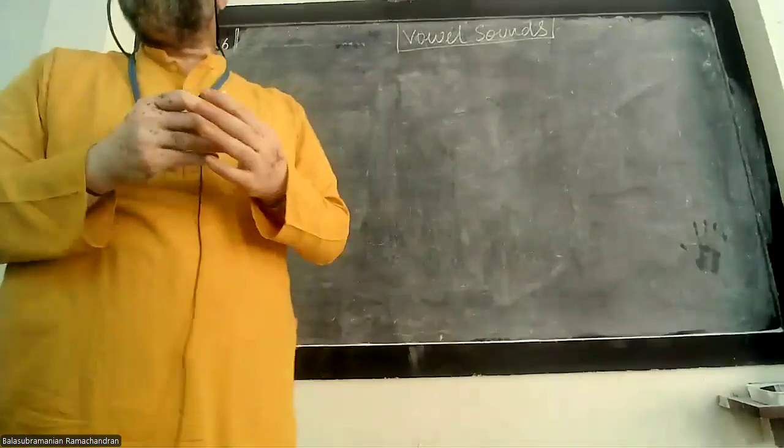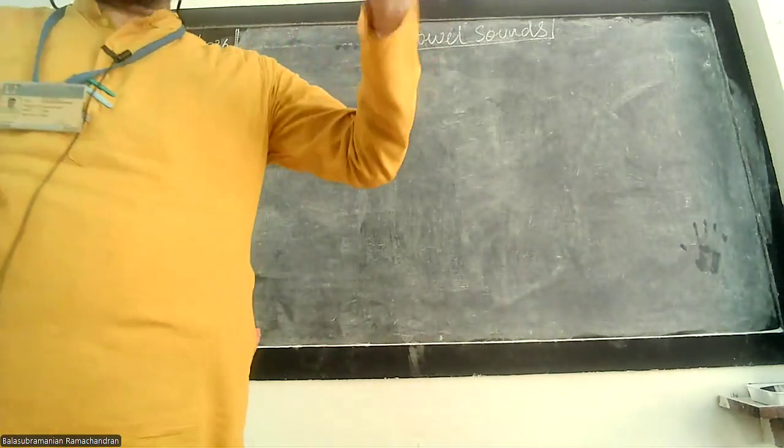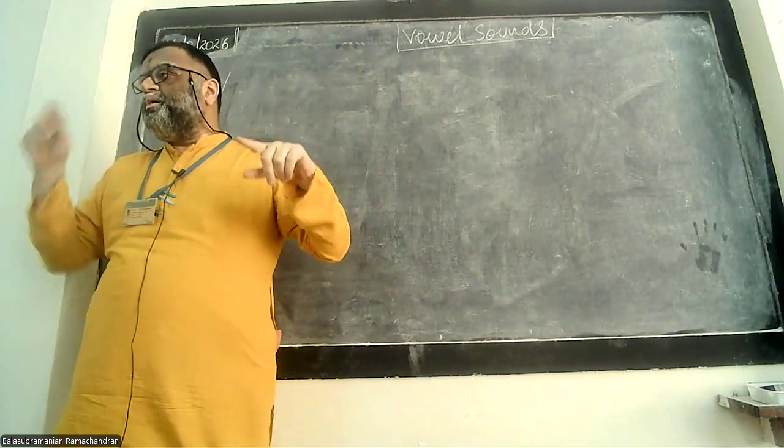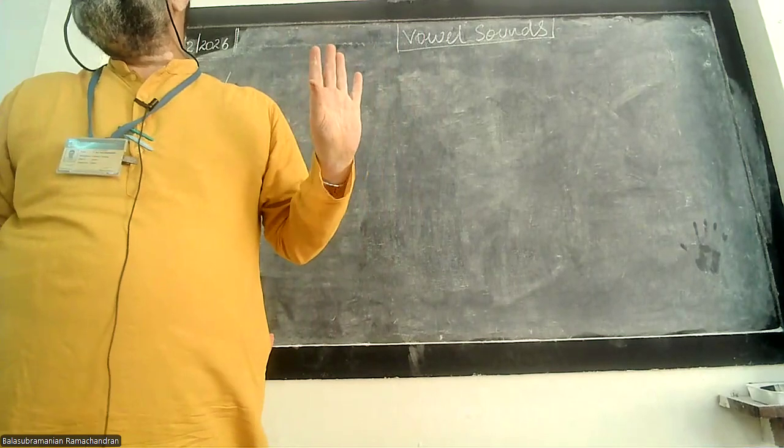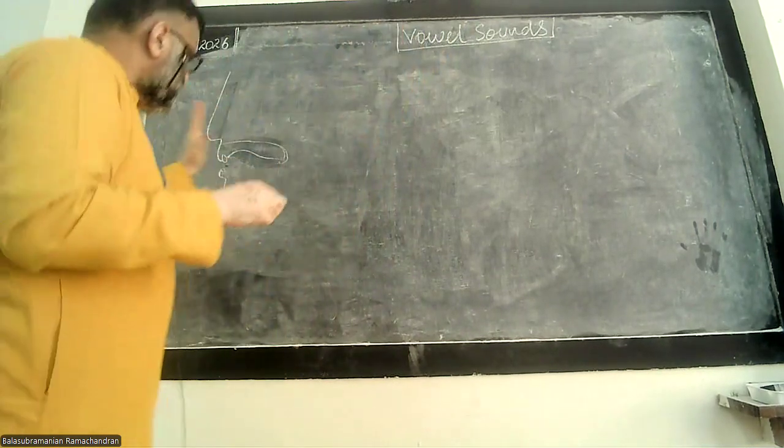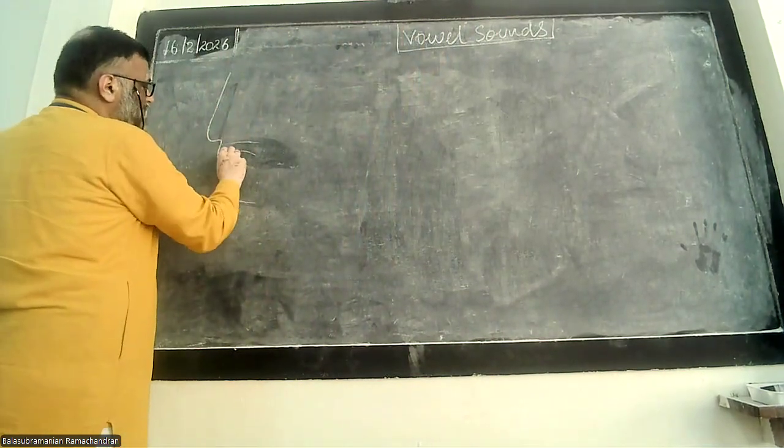How many front vowels? How many vowels are produced with the front part of the tongue? Let me repeat. How many vowel sounds are produced with the front part of the tongue in English? Four. Okay.